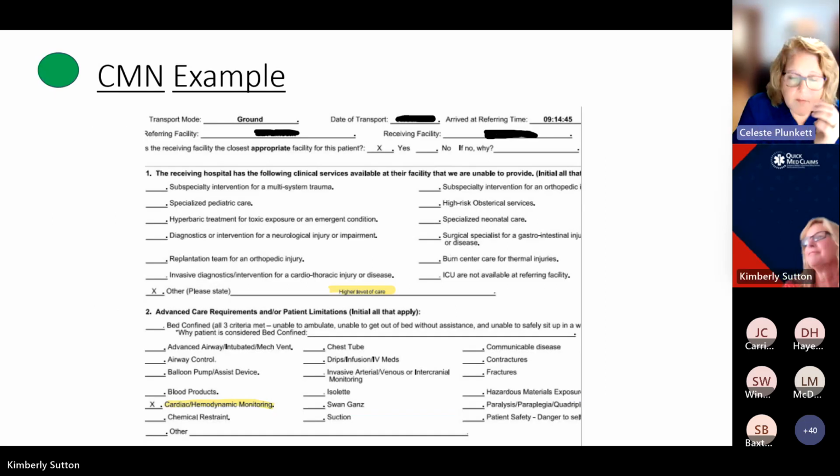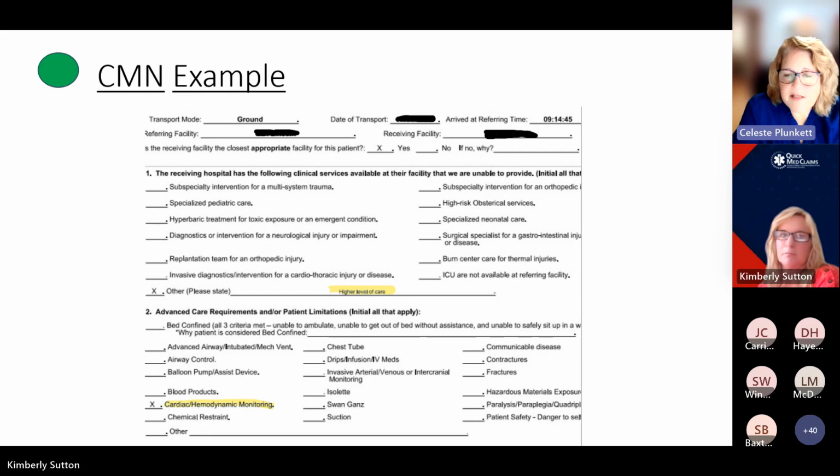This is an example of what we talked about before, where it says higher level of care. This is obviously one of your CMN forms, so it really doesn't tell you anything about the patient. When you look at this one, the same patient had a second one on the claim, which was helpful, that they needed to go to a surgical specialist. Just having that checkbox in the surgical specialist area gives me more information than saying higher level of care. And then what we do is we look at your narrative and the reason for transport.